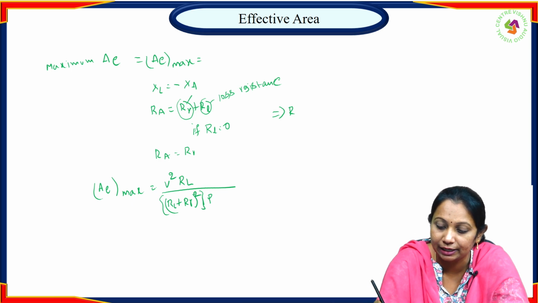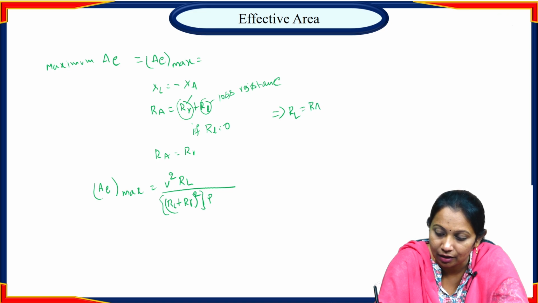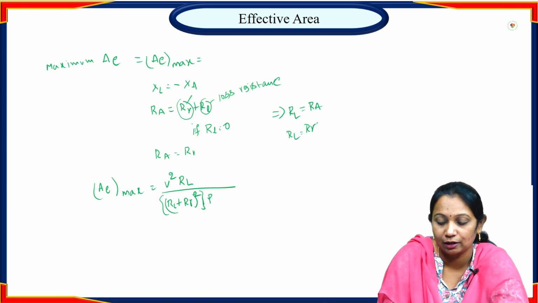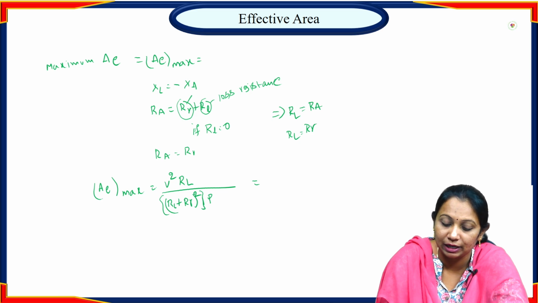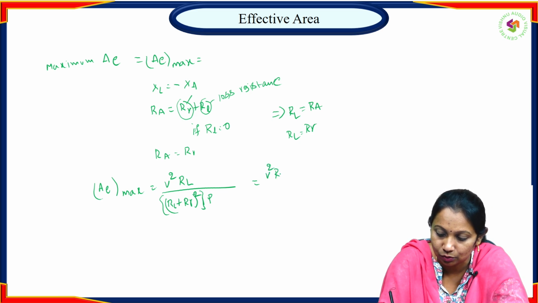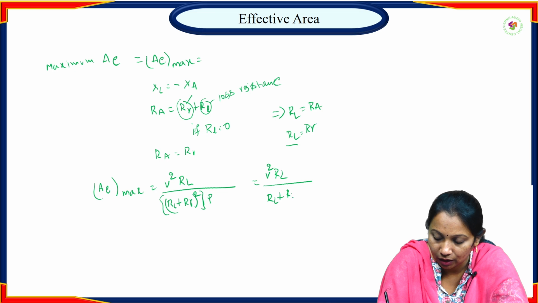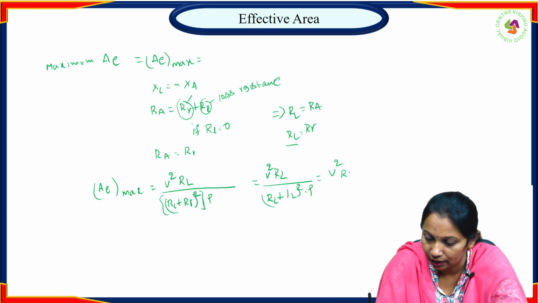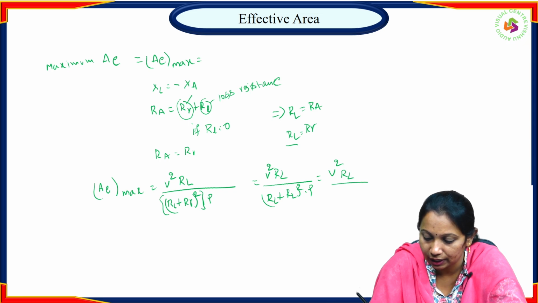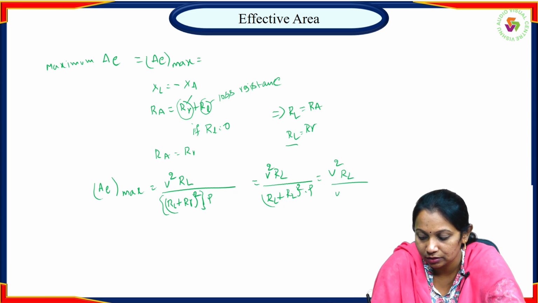So I can write that this RL is nothing but RA, so RL is equal to RR also. You can replace it with any one of the parameters. In the numerator I have the RL term, so in the denominator also I am going to replace RR with RL. So RL plus RL whole square into P. Now we can write it as V square RL by 2RL square, which is 4R square L into P.